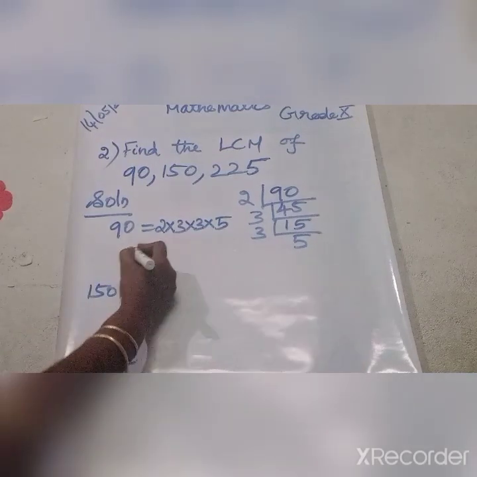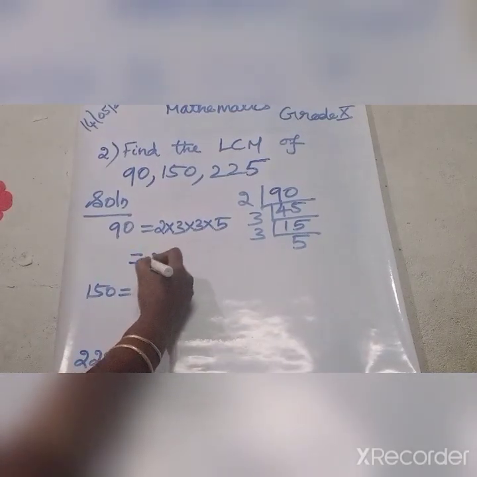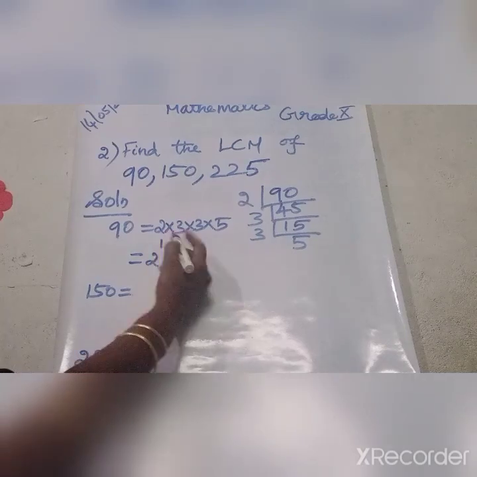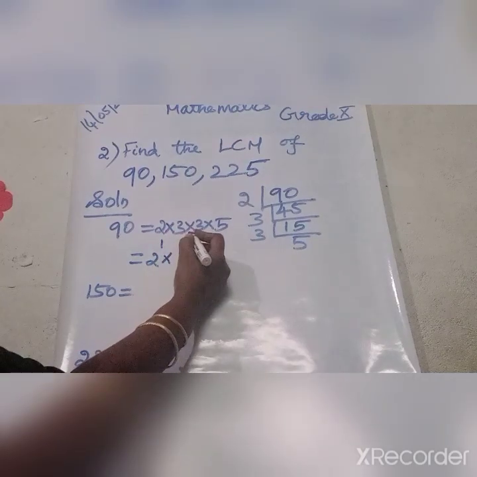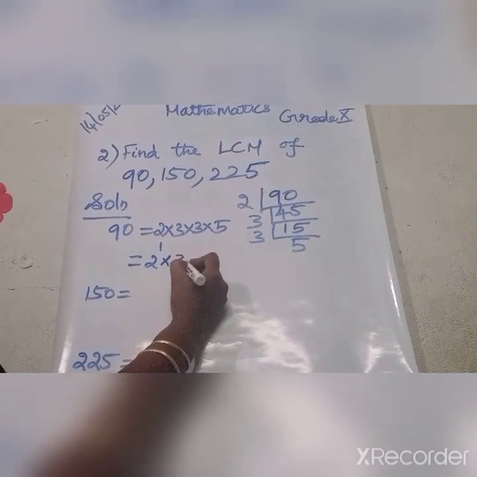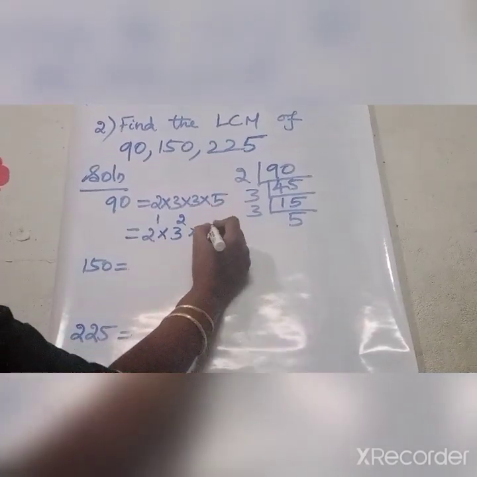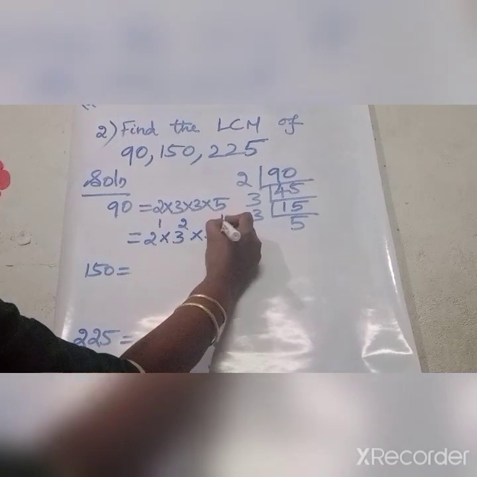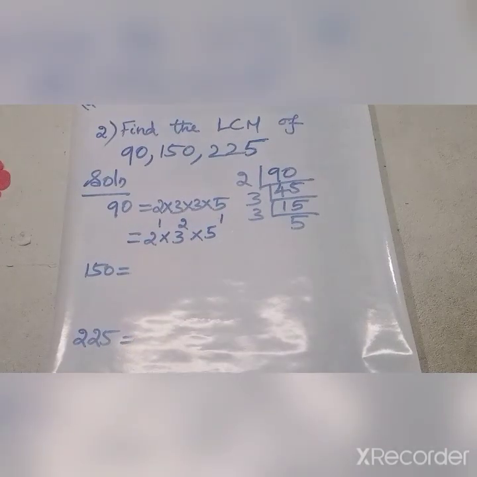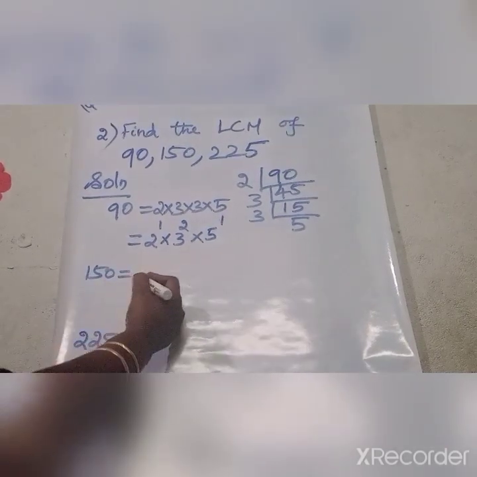It can also be written as 2 power 1. Only 1 2 is there, so 2 power 1. 2 times 3 is there, so 3 power 2. 5 is only 1 time, it can be written as 5 power 1. Okay. Next, 150.